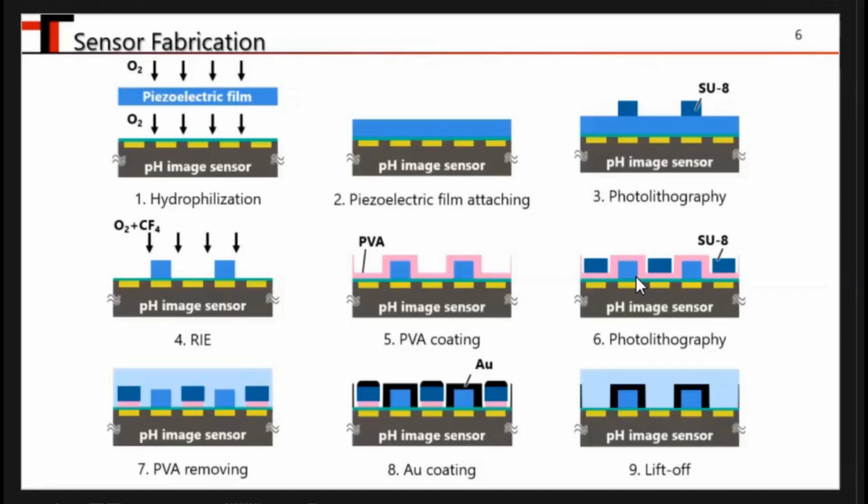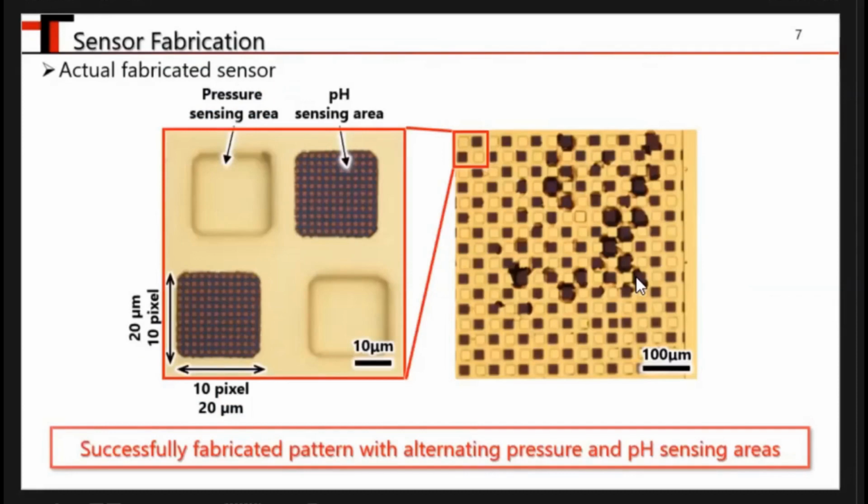This is a picture of the actual fabricated sensor. Pressure sensing area and pH sensing area of 20 micrometer square were formed. So we succeeded in fabricating the target pattern.